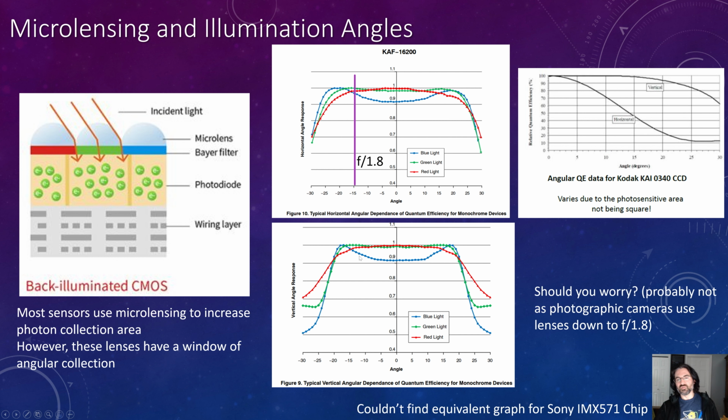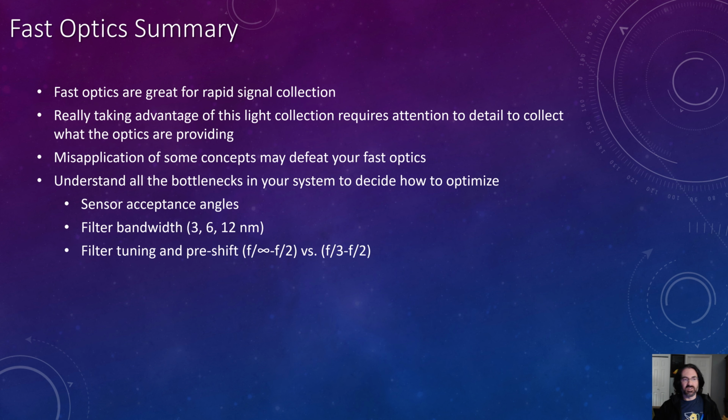So how much should you worry about angular dependence of the microlenses on your sensor? I would say probably don't worry too much, because most photographic cameras can often use lenses down to f/1.8. So I would assume that many of these microlenses are going to enable f-stops down to about this level. However, that's an assumption, and I could not find the equivalent graph for the Sony IMX chip that is used in my sensor.